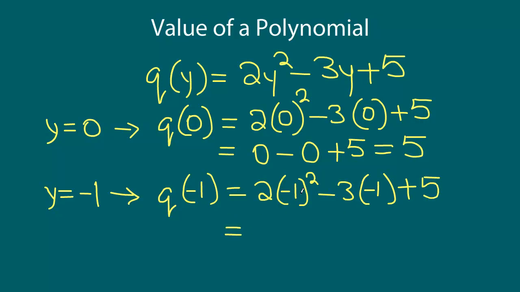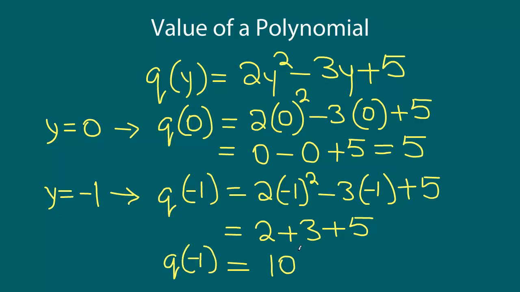Or this will be minus 1 times minus 1 is 1 and 2 ones are 2. Now minus 1 times minus 3 will be plus 3. Plus 3 and then we have plus 5 here. Or this will be 5 plus 5, 10. So we will say that q of minus 1 equals 10. That is the value of this polynomial at y equals minus 1 is 10.